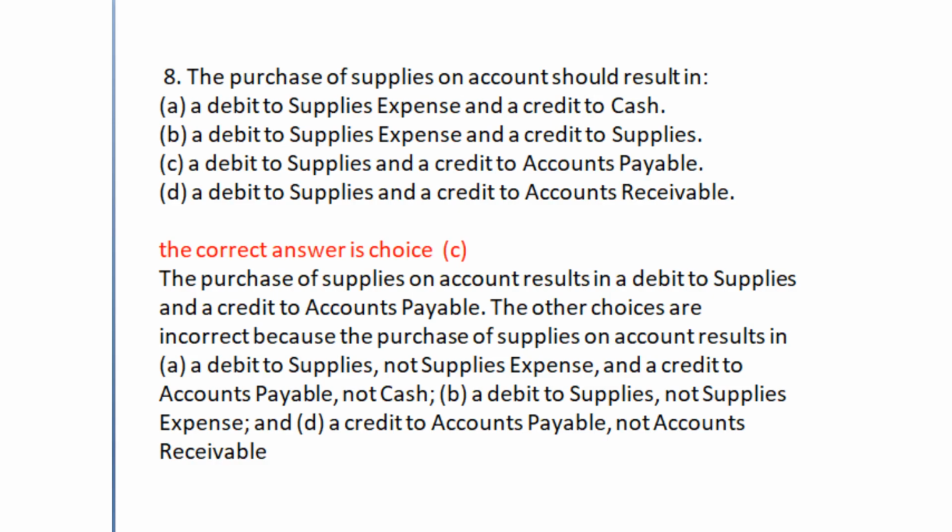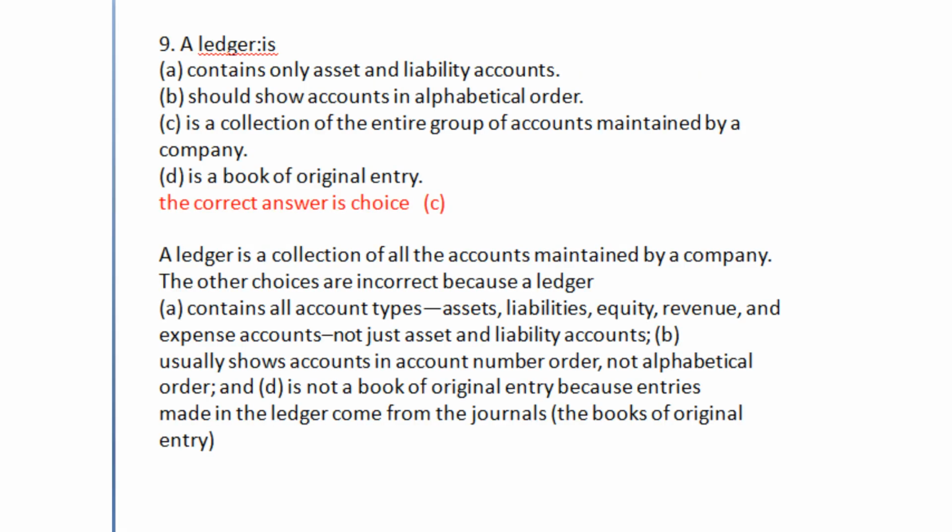Question 9. A ledger A. contains only asset and liability accounts. B. is a collection of all accounts. C. is a record of the entries. D. is not a reference in the books of entry. A ledger contains all asset, liability, and equity accounts, and usually shows accounts in account number order.